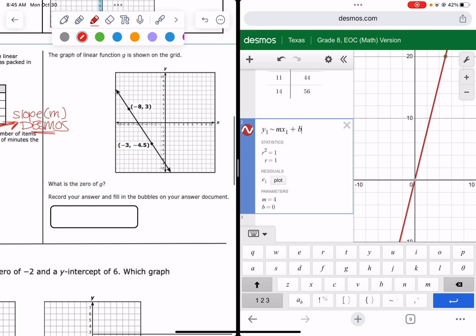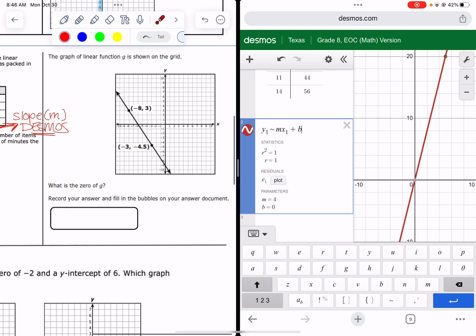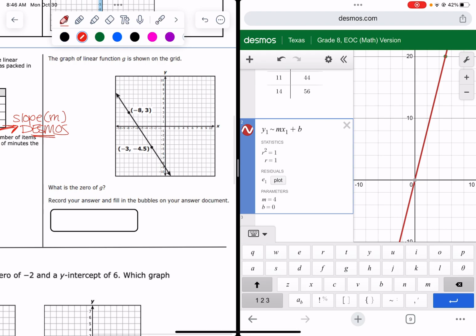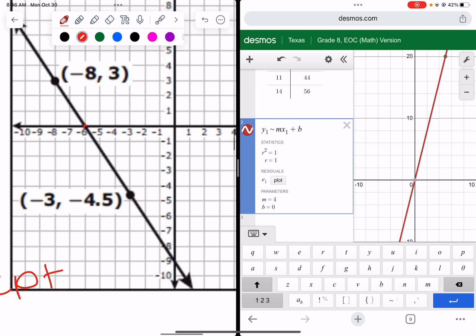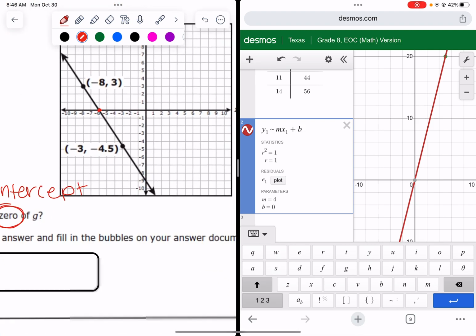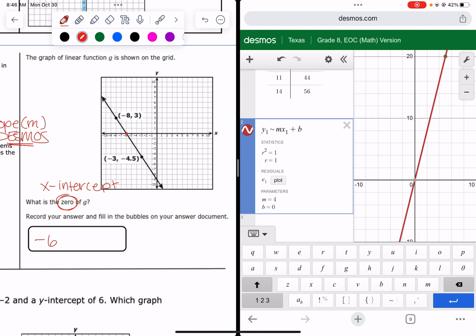Now, if we look at the other question, it says, the graph of a linear function g is shown on the grid. What is the 0 of g? In this one, we have to identify the most important word, which is 0. 0 is going to be our x-intercept. So if we look at the x-intercept, we can see it's -6. So we would put -6 here.